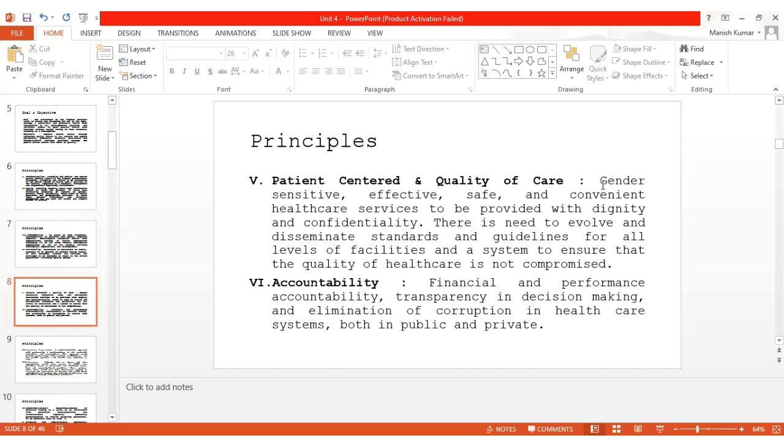That's why, if you see this accreditation system, they talk about beneficiary interview. So that's how the fifth principle, which is patient-centered and quality of care. At present, the focus of the government of India is not only providing facilities or services to the beneficiary, but providing quality care. It is not only in numbers, but it should be quality focused. And then there is something called exit interview: if a beneficiary has visited your center, whether they are satisfied with the services provided there or not.